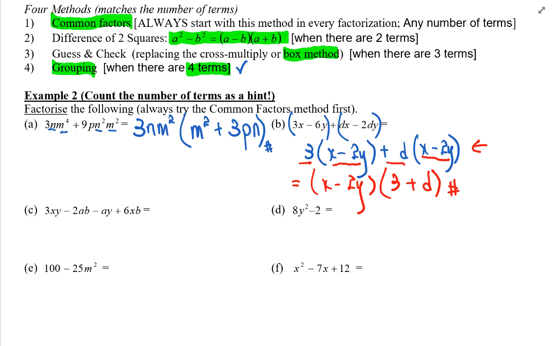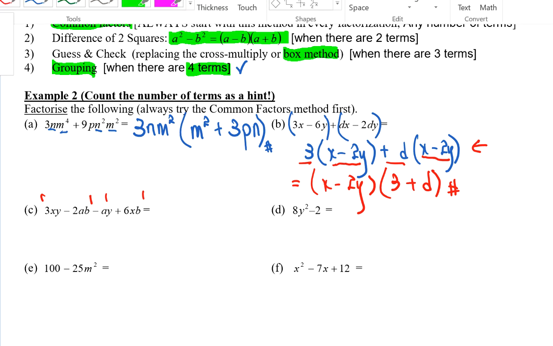Let's take a look at C. One look across, no common term. Alright, there are 4 terms. I'm going to use the grouping method as well. As a guide, the first 2, the second 2. So the first 2, any common term? Nothing. The second 2, any common term? Doesn't look good as well. So we may need to do some rearrangement. This is not a good one, so let's do some rearrangement.